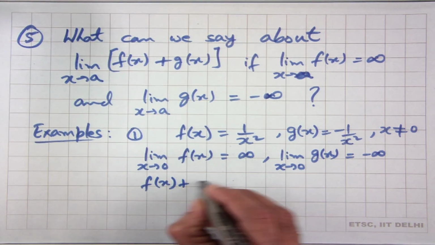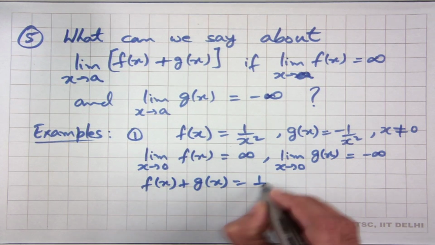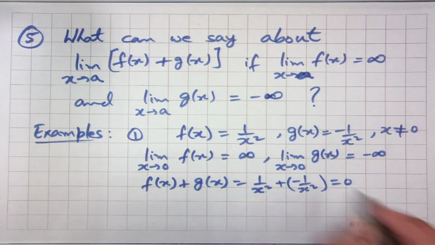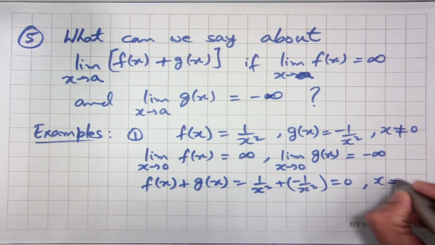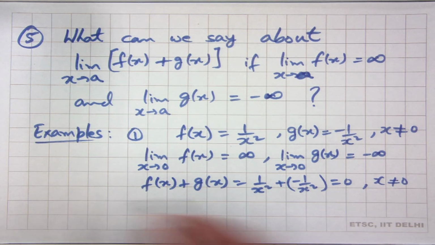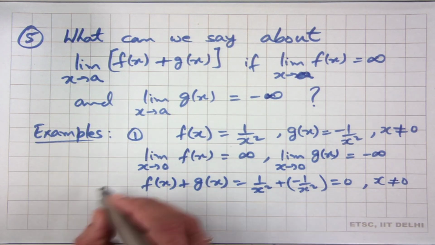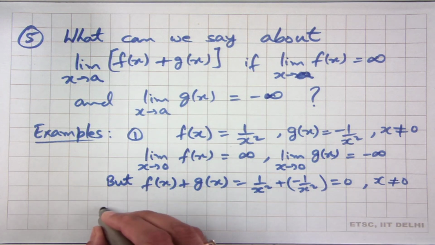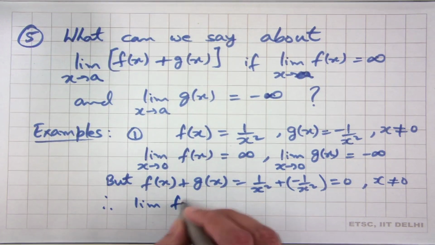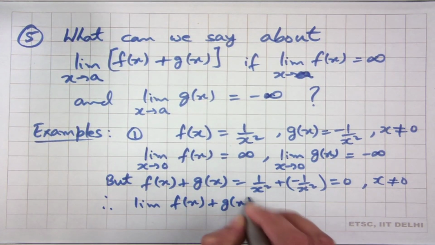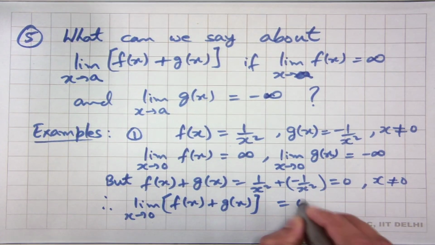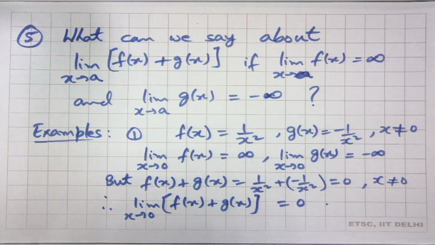f(x) plus g(x) is 1 by x square plus minus 1 by x square, which is 0 for all x not equal to 0. So, this function is identically 0 in an interval containing 0. Therefore, the limit of f(x) plus g(x) is equal to 0. You might be tempted to think that this is always true, but let us see a second example.